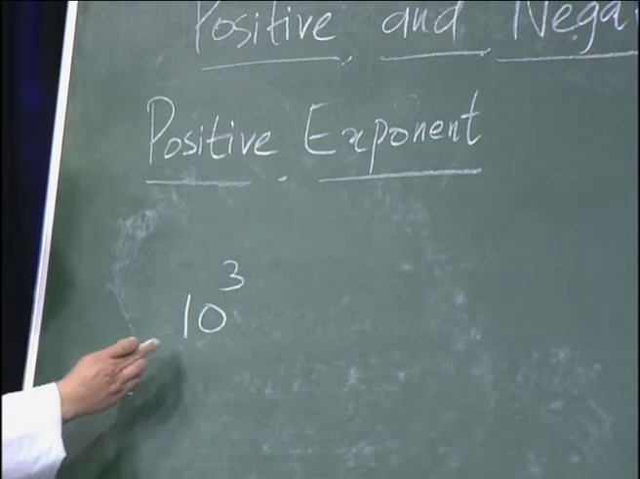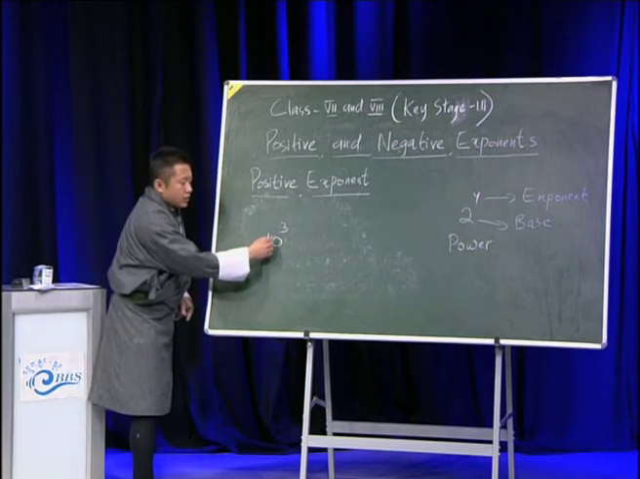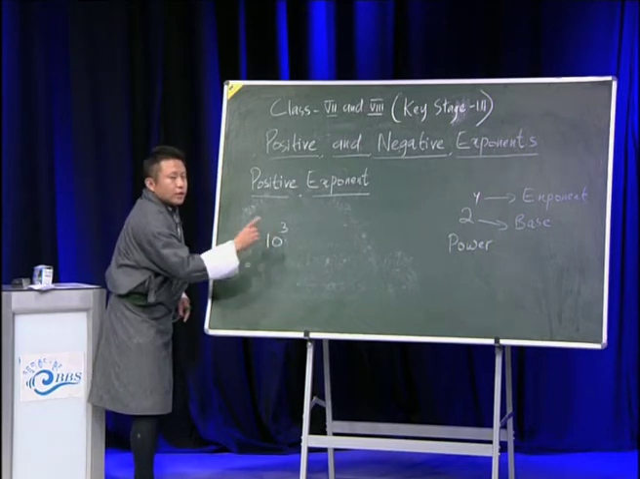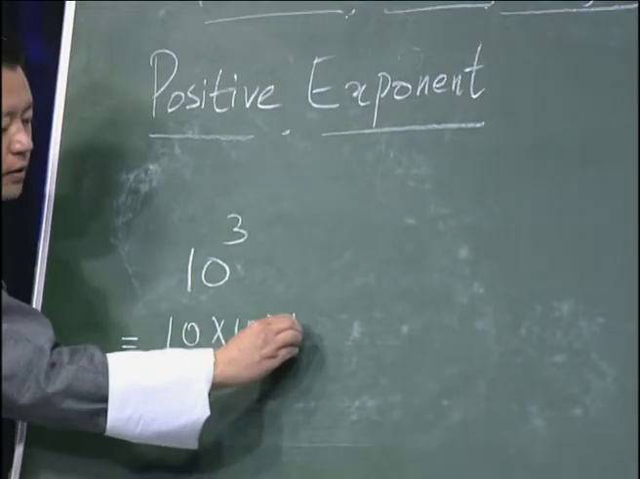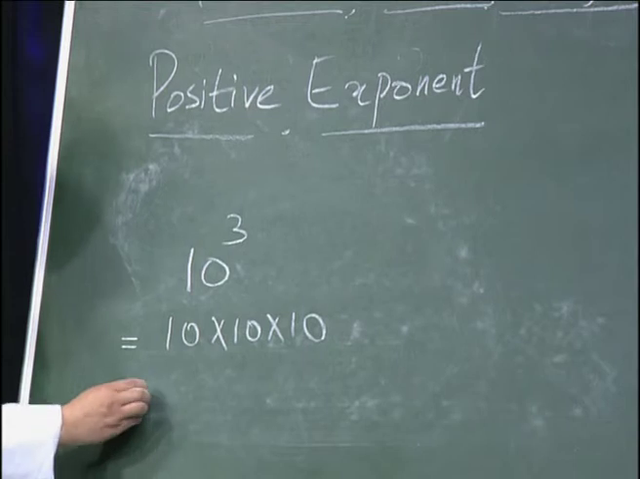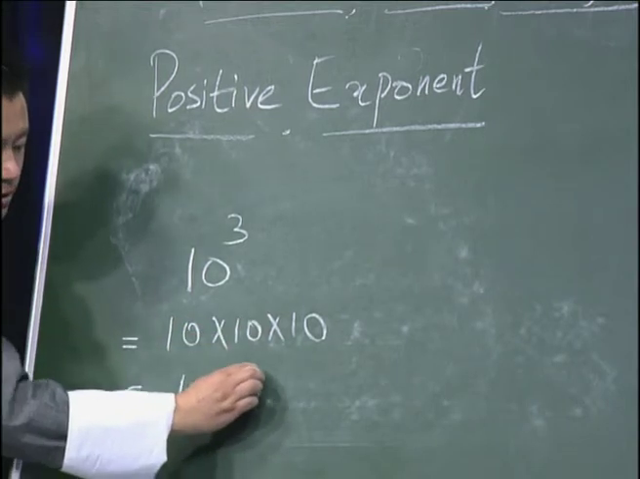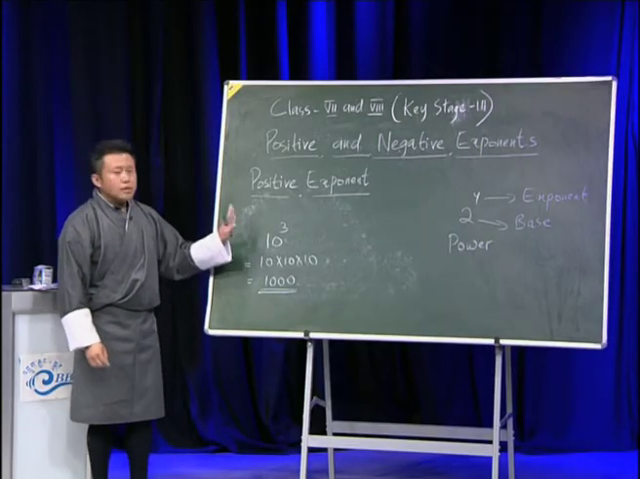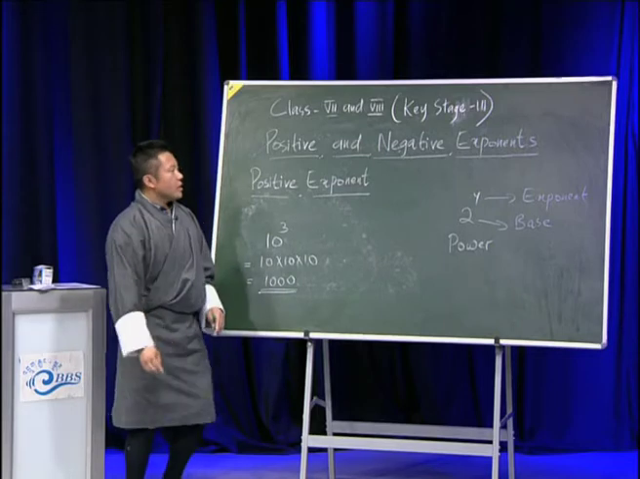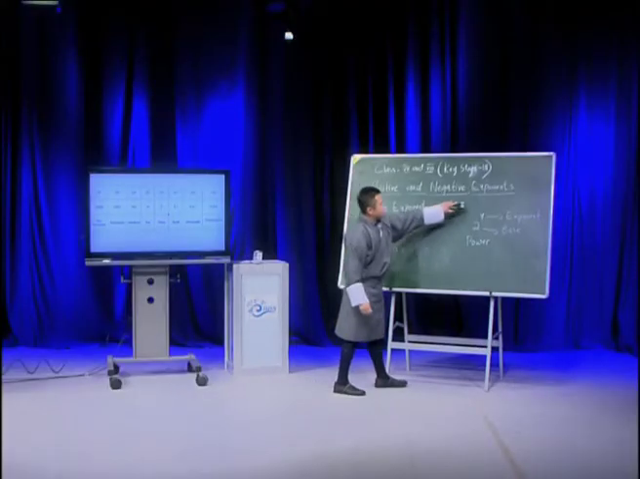And if I write this in standard form, as you all know, 10 raised to 3 means you're multiplying 10 by itself 3 times. 10 times 10 is 100, 100 times 10 is 1,000. You are getting 1,000, and it is a positive exponent. Now, let's go to negative exponents.